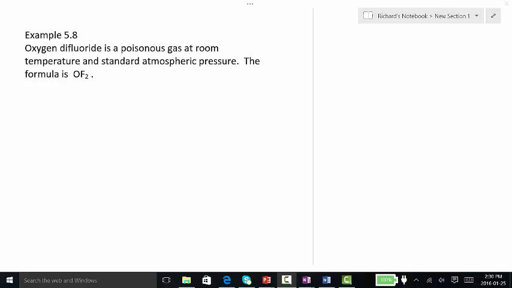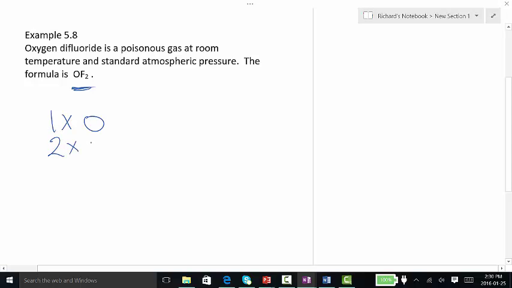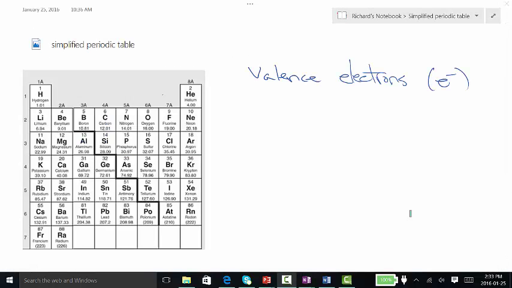Oxygen difluoride is a molecular formula. In this compound, we have 1 oxygen, 2 fluorines. I'm going to do a tally of the valence electrons that are available in this compound. Oxygen difluoride. Well, in oxygen difluoride, there's 1 oxygen atom.